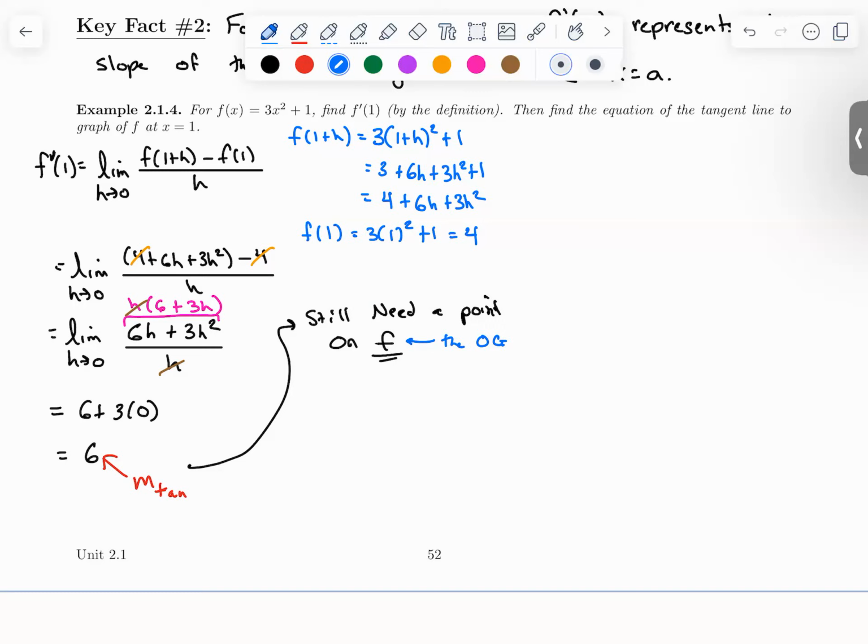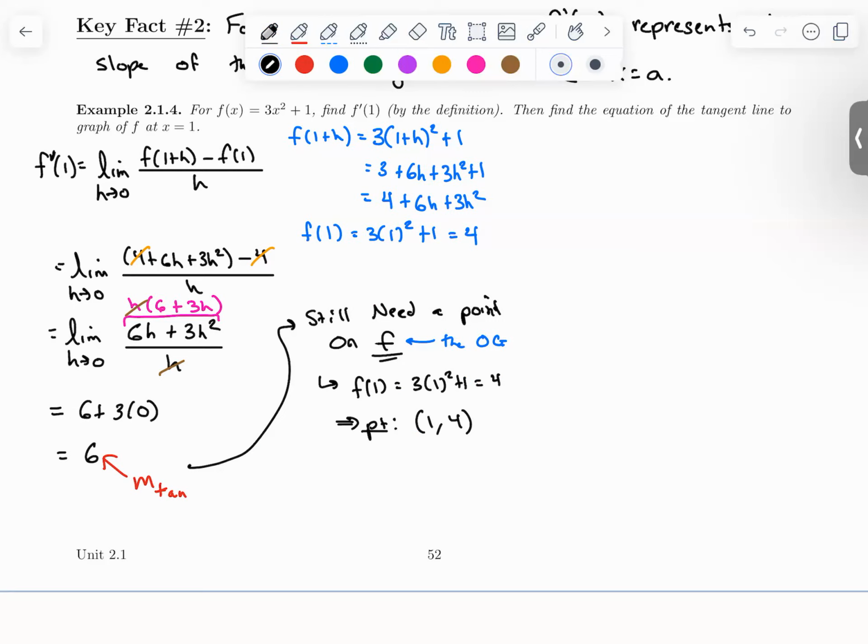So I know we computed it in blue, but I'm going to do it again just because that doesn't necessarily always happen. So f of 1 is 3 times 1 squared plus 1, which is 4, which gives me the point (1, 4). So I've got my slope and I've got a point. That means I can create the equation of the line.